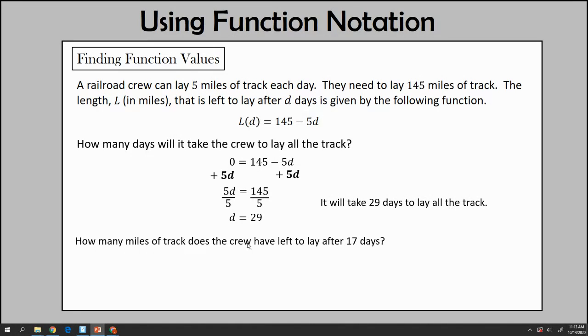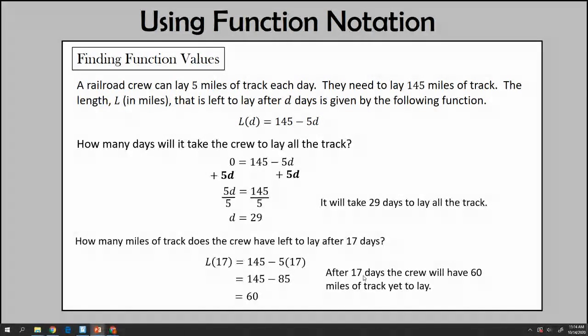How many miles of track does a crew have left to lay after 17 days? Okay, now they're saying you've worked 17 days. How many miles are left to do? So now we're going to find L of 17. The length of track left after 17 days of work is 145 minus 85. It's 60. So after 17 days of work, you're going to have 60 miles of track.